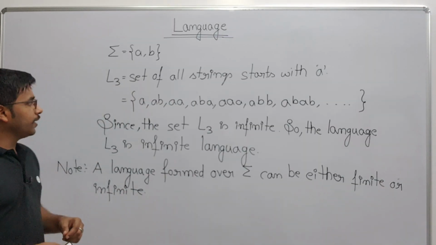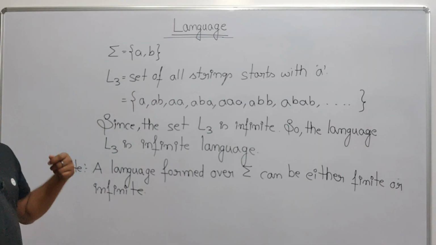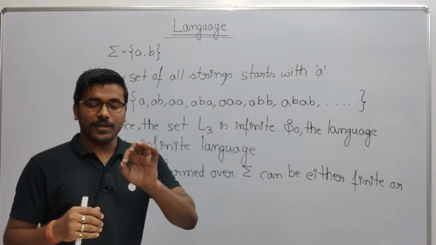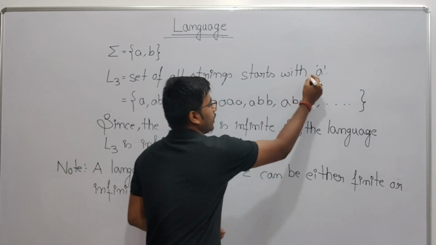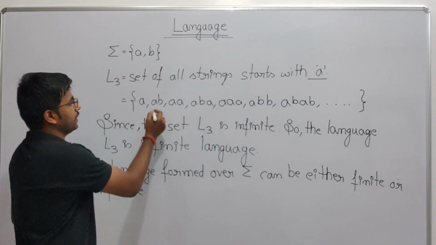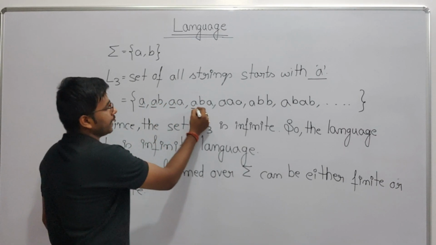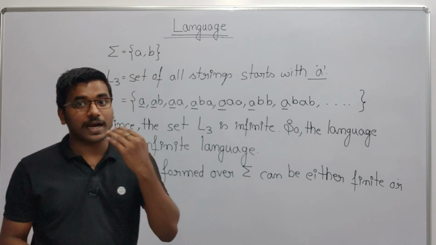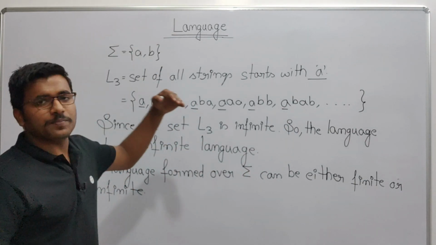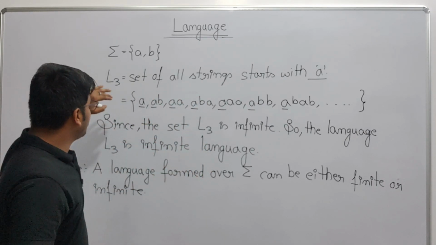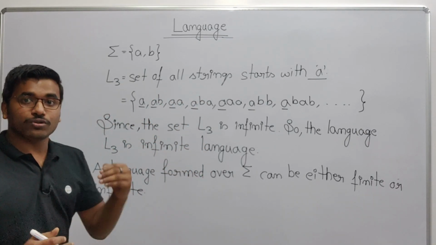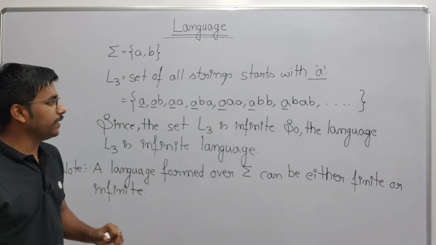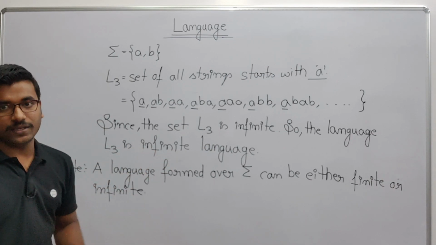Now see L3. L3 is the set of all strings that start with a. It contains these strings, which all start with a. After that, any combination of a and b is possible, but it should start with a. Now you can write n number of strings, so it is going to be infinite. So this set is an infinite set, and this language is an infinite language. Since the set L3 is infinite, the language L3 is an infinite language.